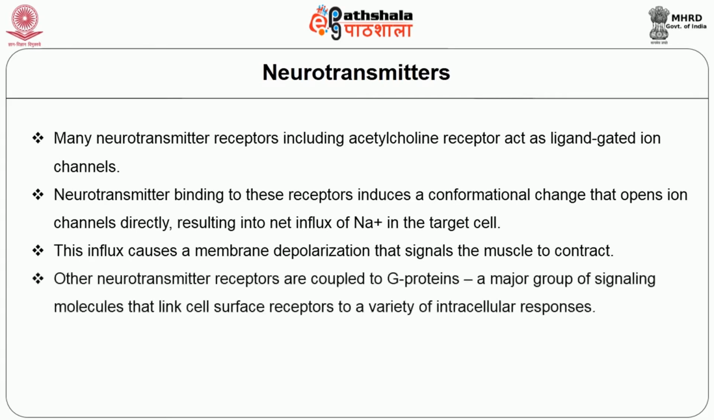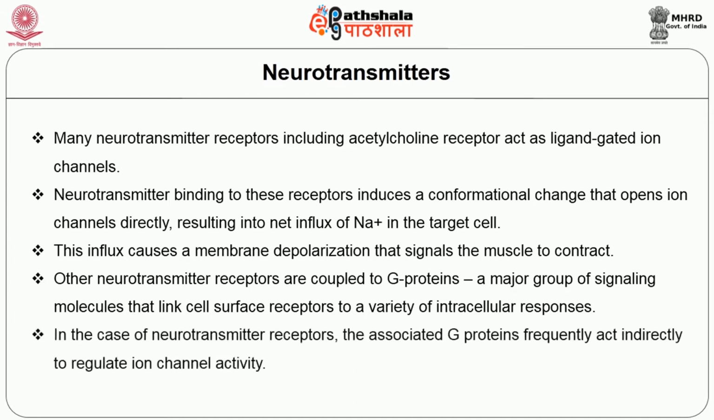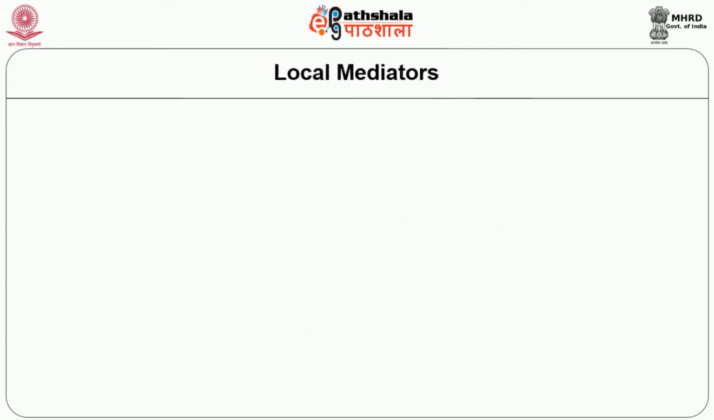The other neurotransmitter receptors are coupled to G protein, a major group of signaling molecules that link cell surface receptors to a variety of intracellular responses. In the case of neurotransmitter receptors, the associated G proteins frequently act indirectly to regulate the ion channel activity, which is shown in the figure. Next one we are going to see is the local mediators.